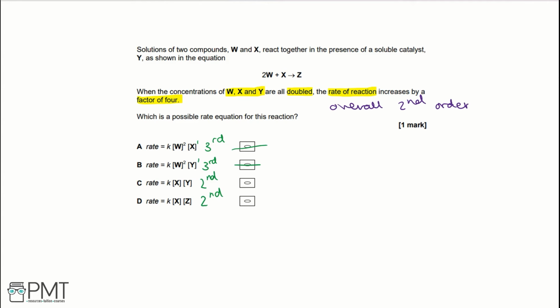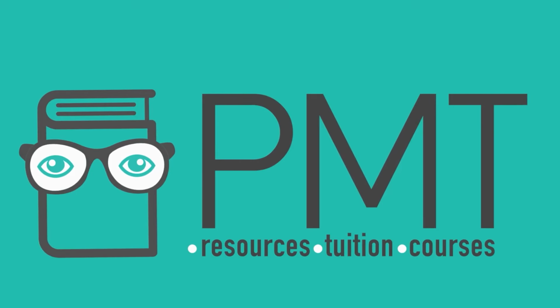So we're asked when the concentrations of X, Y and W are doubled, not Z. So it can't be D because they aren't doing anything to the concentration of Z. And so our answer is C. And to get the mark for this question, you need to circle the box that corresponds to C.